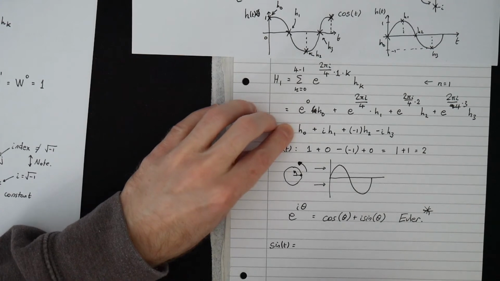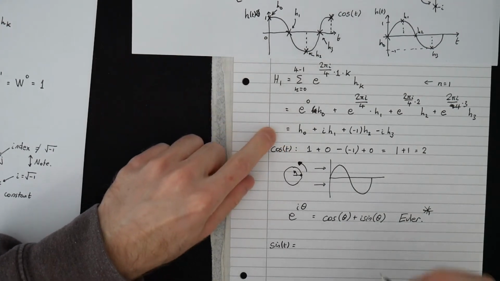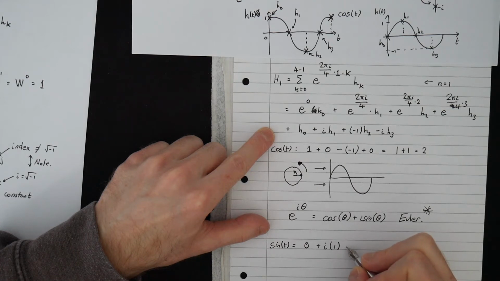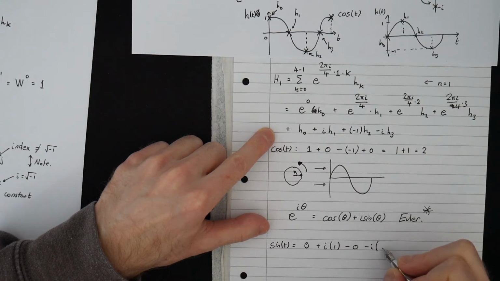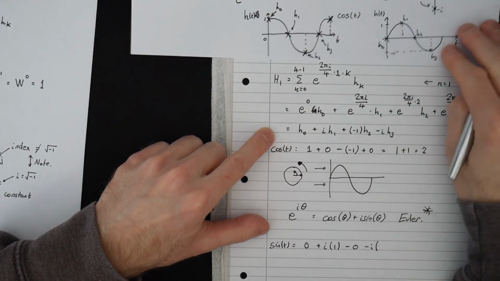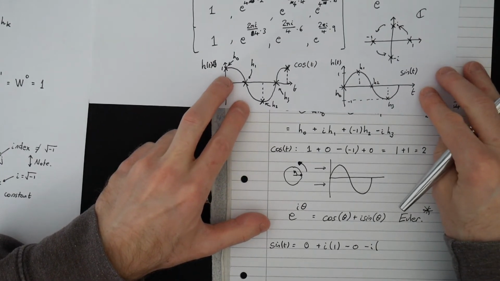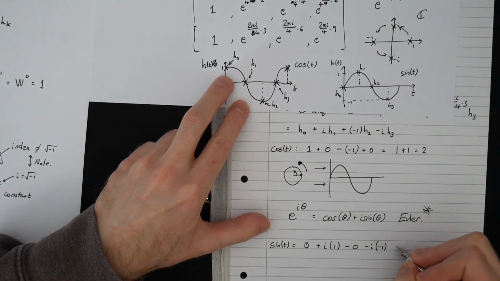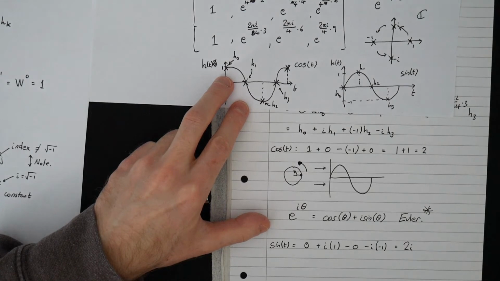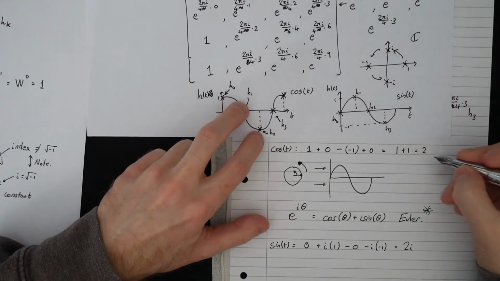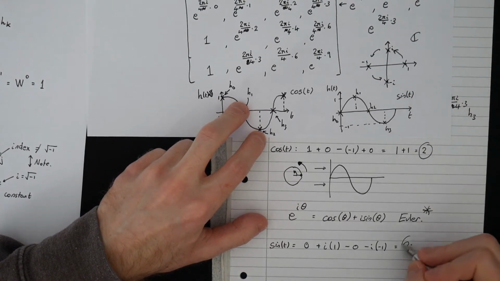Right, so h0 for sine is 0. So now we've got a 0 here. Now we have i times h1, which is 1. Then we have minus h2, which is 0. And then we have minus i h3, which is minus 1. So remember this is sine. So minus 1. So we get 2i at the end, which is interesting. For cosine we got this value 2, and for sine we got 2i.